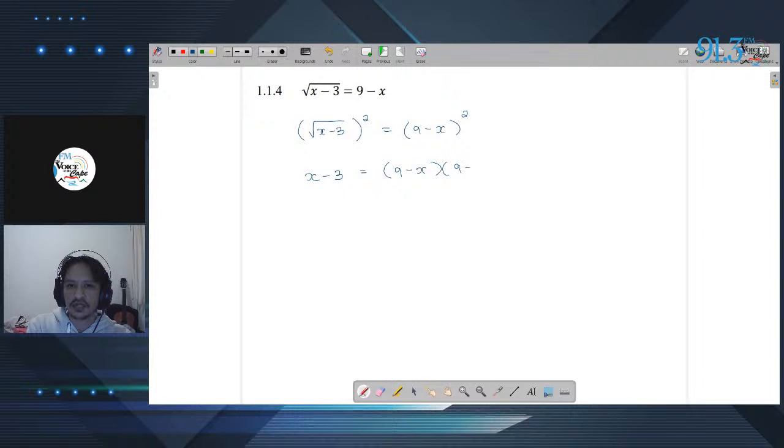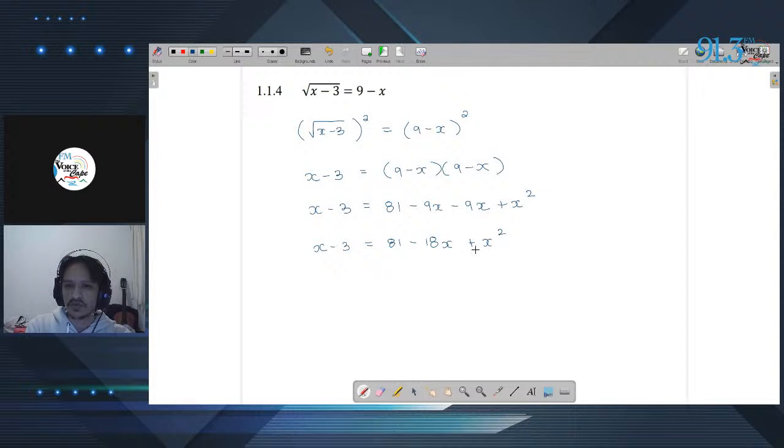Don't be afraid to write things out and expand them. It may help you, because sometimes what people do is they try to resolve this in their minds or in their head, and if they just had to write it down, they wouldn't have made a simple error. So let's take a look here. So we got x minus 3 is equal to 9 times 9 is 81. 9 times negative x is negative 9x. We have another negative 9x, and negative x times negative x is positive x squared. And here we have x minus 3 is equal to 81 minus 18x plus x squared.